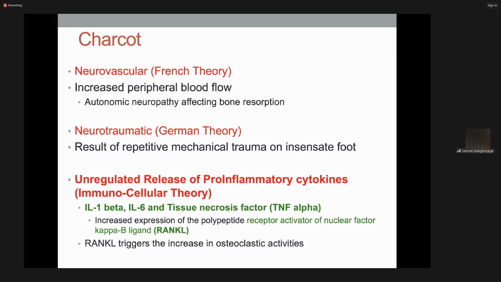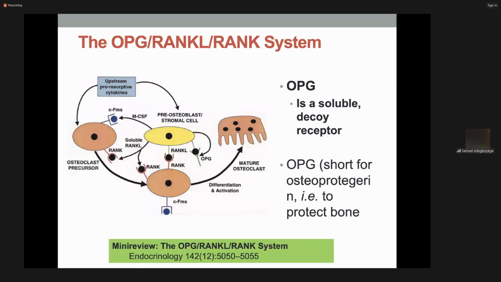And the pro-inflammatory cytokine theory talks about excessive release of interleukin 1 beta, interleukin 6, and also tumor necrosis factor, causing breakdown of bone. And I'll explain in a minute. Did she talk about this? The OPG RANK system? Yeah, I believe we had a slide on that. Perfect. Good. So this is very important.